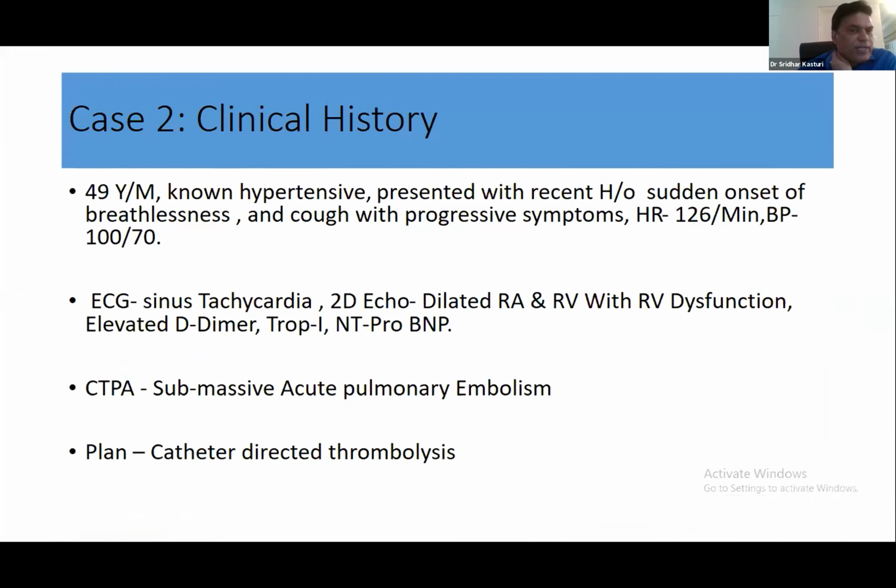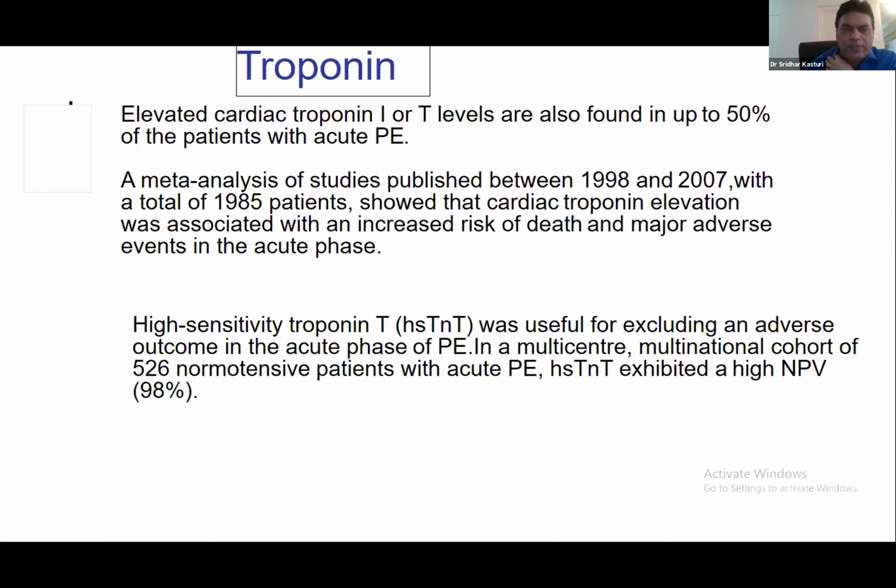The second case: a 49-year-old male, known hypertensive, presented with a recent history of sudden onset breathlessness and cough with progressive symptoms. Heart rate 126, blood pressure 100/70. ECG showed sinus tachycardia. 2-D echo showed dilated RA and RV with RV dysfunction. Elevated D-dimer, elevated TROP-I, NT-proBNP. CTPA showed submassive acute pulmonary embolism.